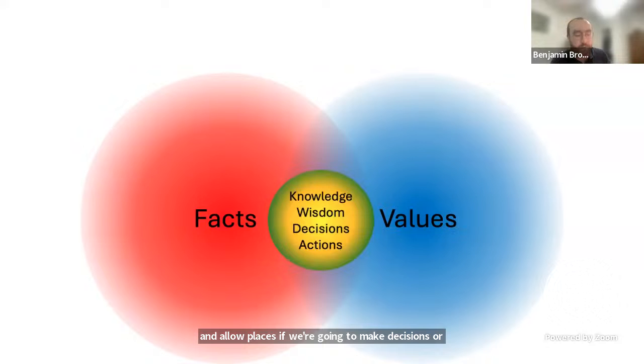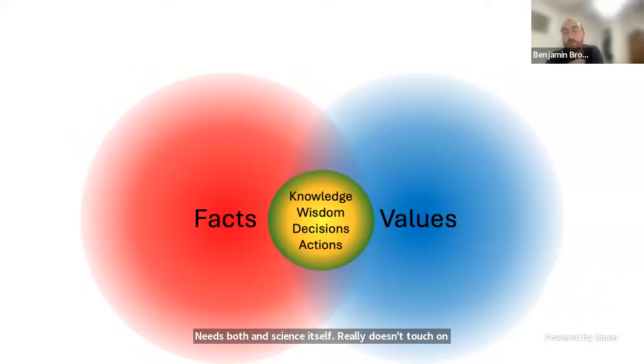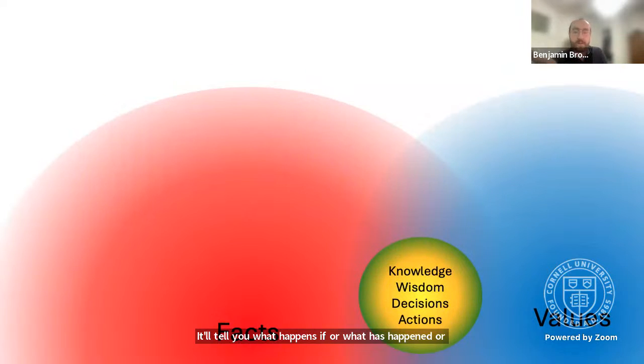If we're going to make decisions or decide on action, you need both of them together. Why would you trust someone who's telling you to do something if they don't have any set of values? Or why would you trust them if they have a lot of values but no facts? So this decision-making process, what are we going to do in the future, needs both. And science itself really doesn't touch on the values. The tools that science has can't tell you what you should do. It'll tell you what happens if, or what has happened, or what is, but won't tell you what we should do.